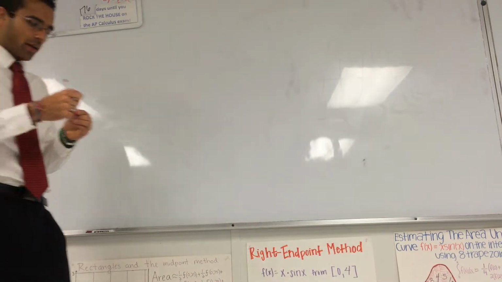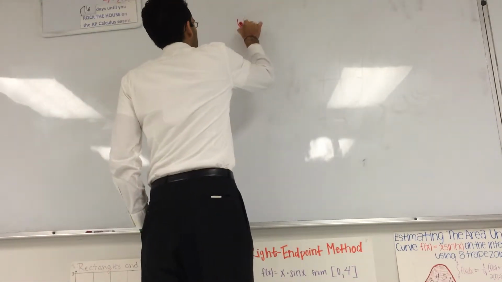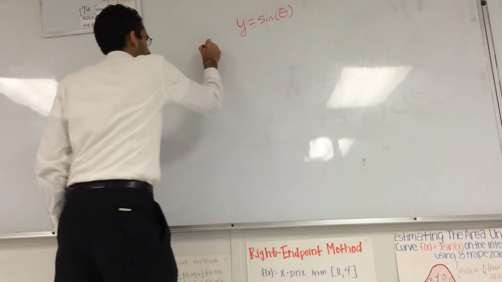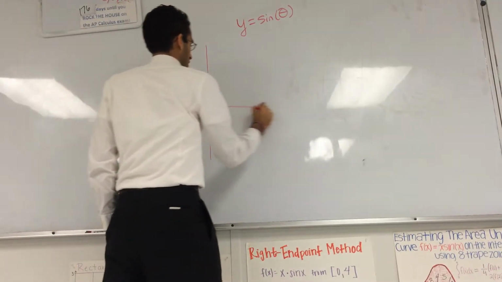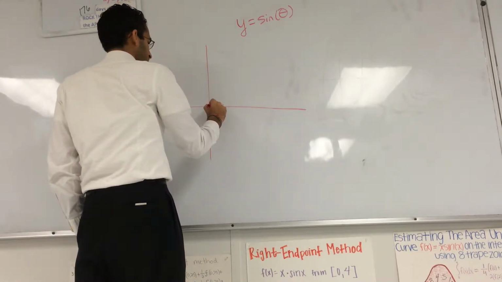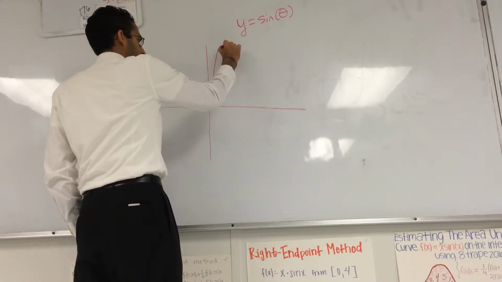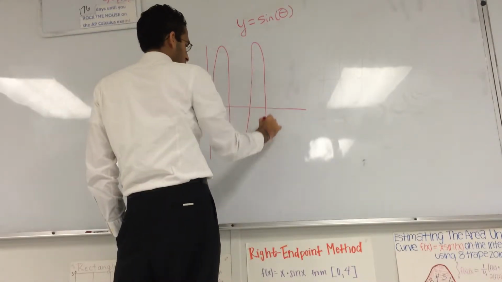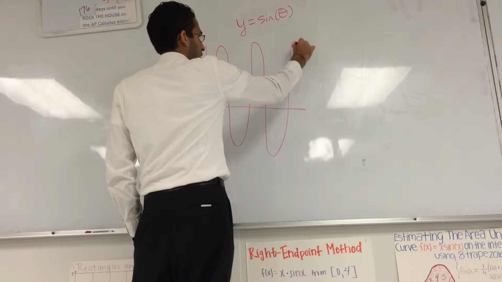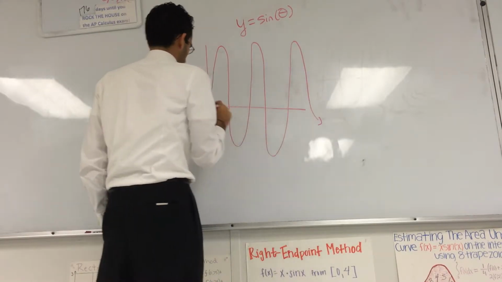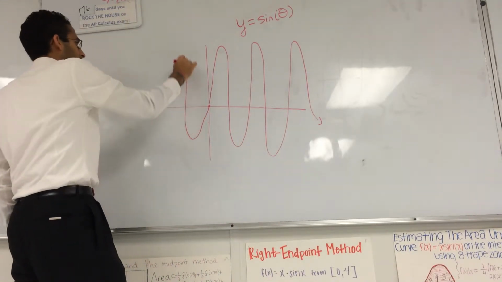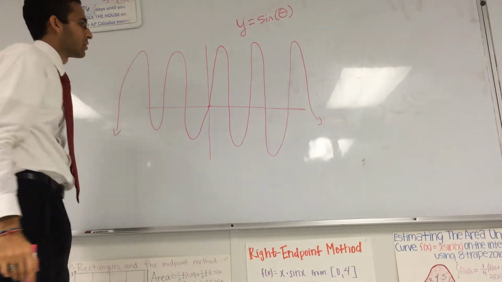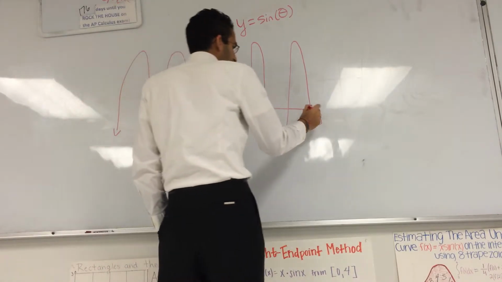So yesterday, we drew pictures like this. We talked about y equals sine of theta. We said it starts somewhere here and comes up, down, back up, and we said it goes on and on forever, right? In both directions. We called this axis theta.